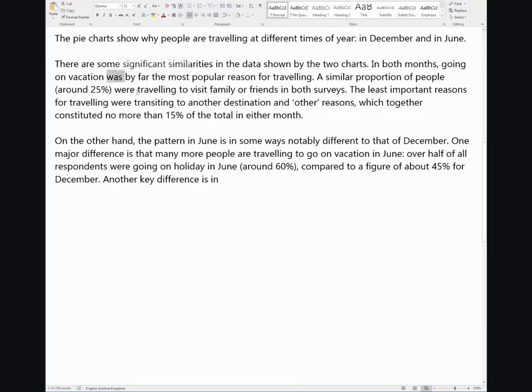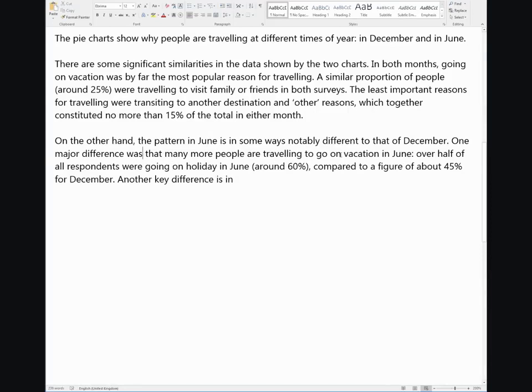So I've got "was there," that's past, "were traveling," past, "were in transit," okay, that's good, "constituted." The pattern in June, I think that should be present actually, but I'm going to change this to past. Okay, so I'm going to write in the past. That's an important point. Be consistent with your tenses, whatever you choose to do. Okay, another key difference was in the number of people traveling.